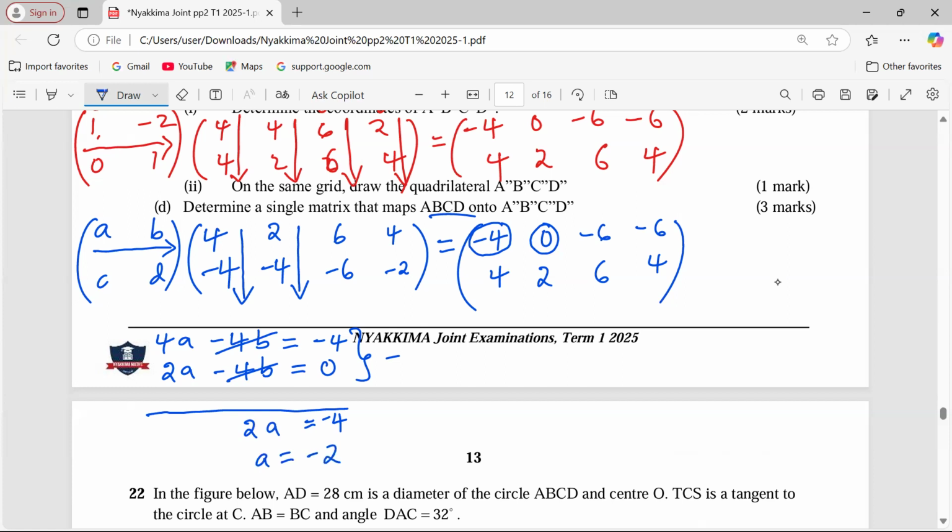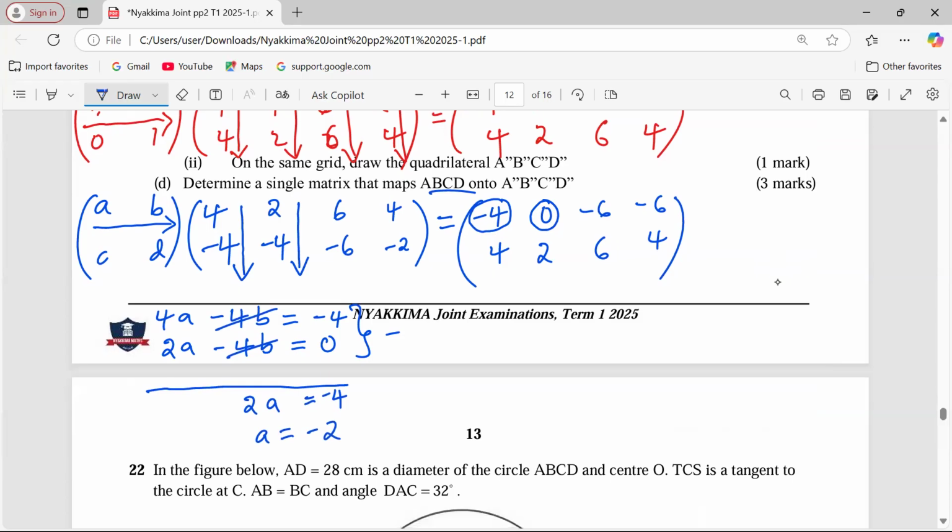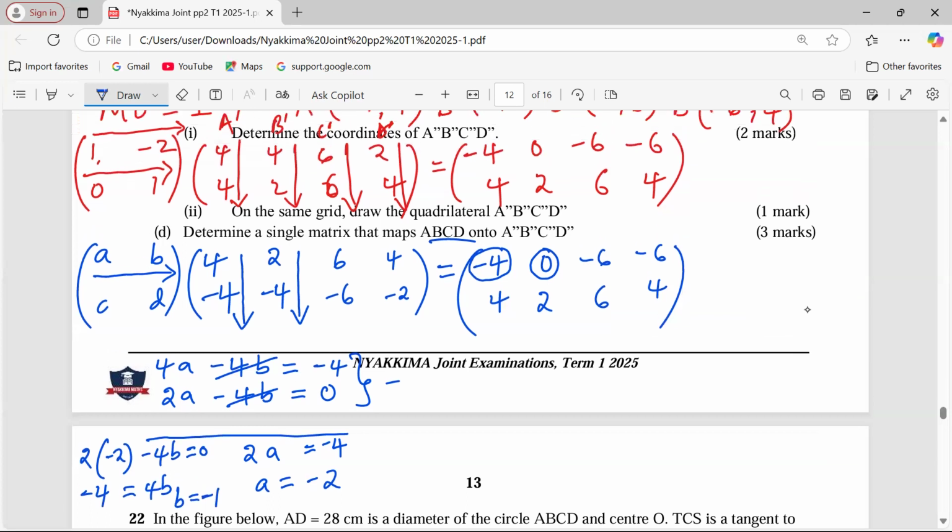Now that we've gotten the value of A, we can solve for B and say that for B, we need to use the second equation or even the first one. So we need to say in the second equation, 2 by -2 minus 4B equals to 0. So that -4 equals to 4B. The value of B shall be -1. So we have A and B now.